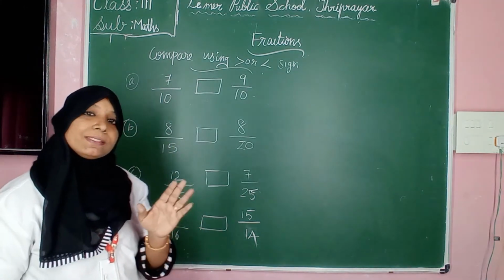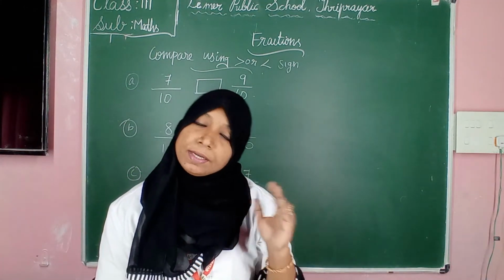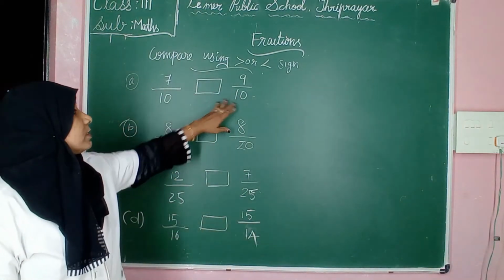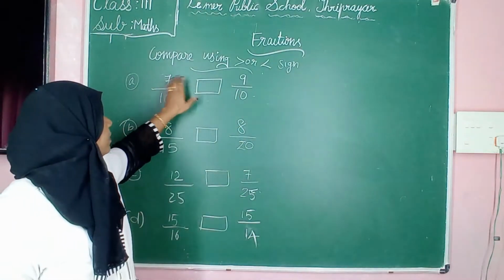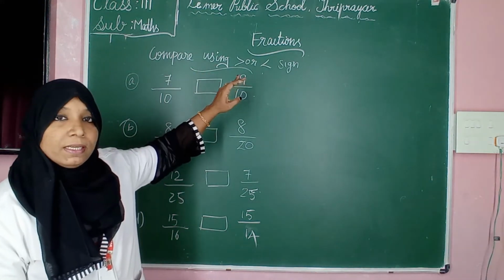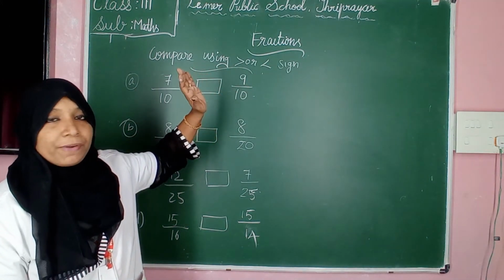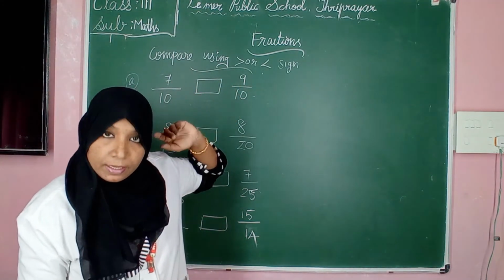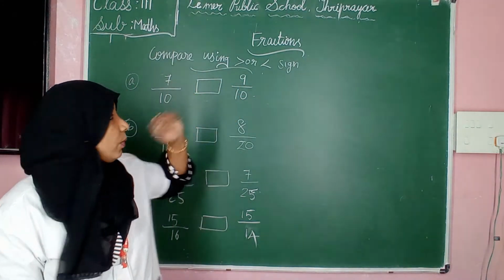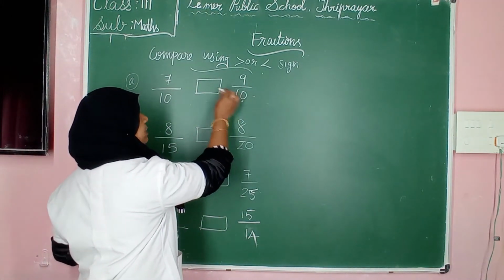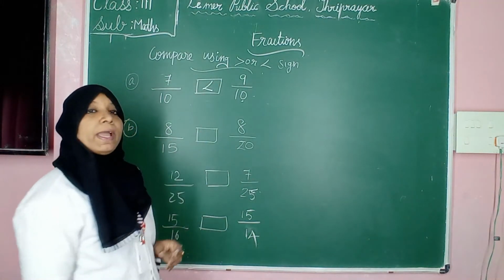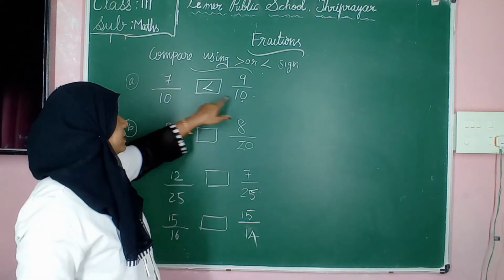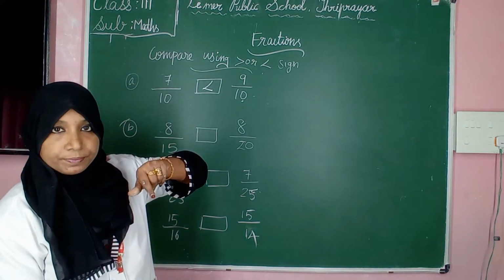First you have to check which is the same, denominators or numerators. Here denominators are the same, so we have to check the numerators. In numerators, the greater numerator is the greater fraction. So 7 and 9, which is greater? 9 is greater than 7. So 9 by 10 is greater. So the sign opens to 9 by 10. That means 7 by 10 is less than 9 by 10.